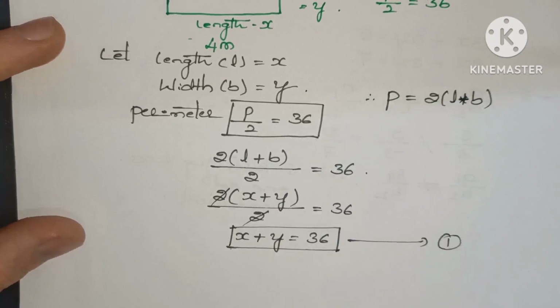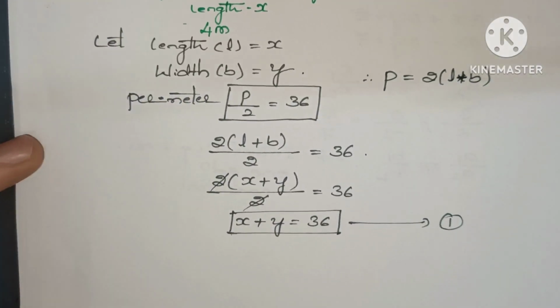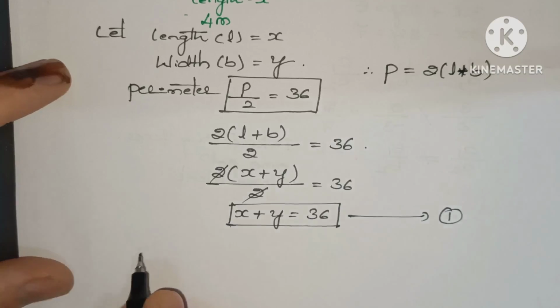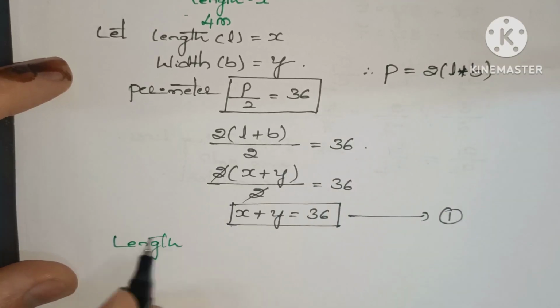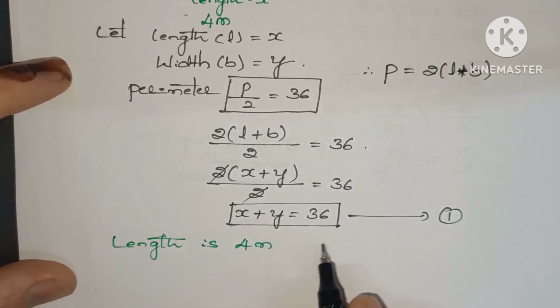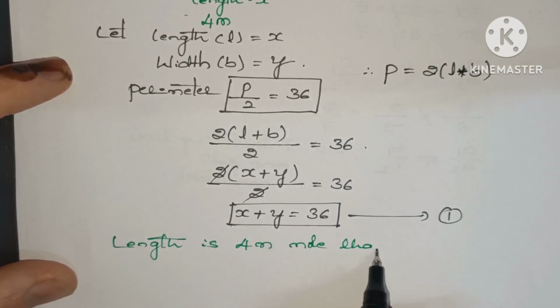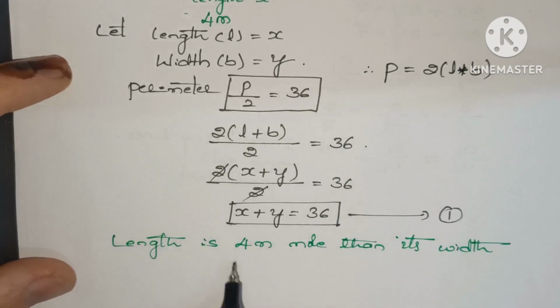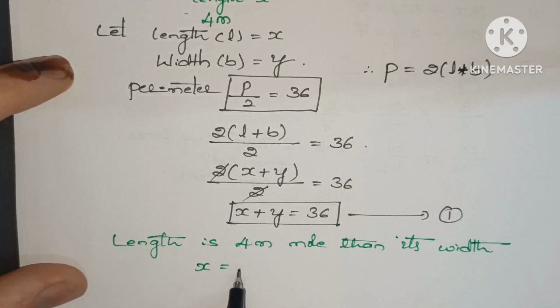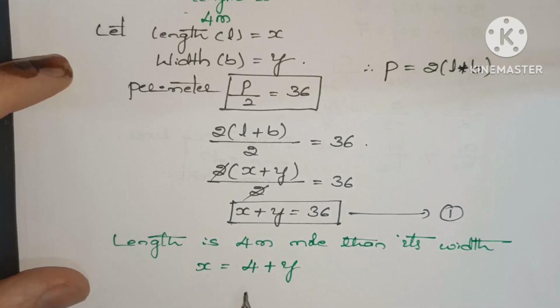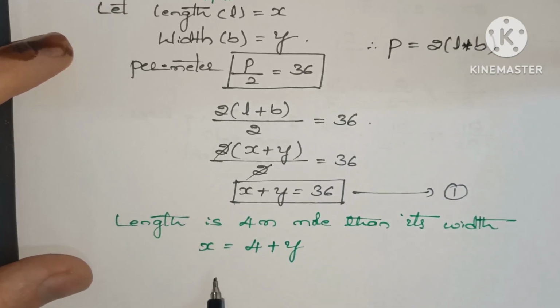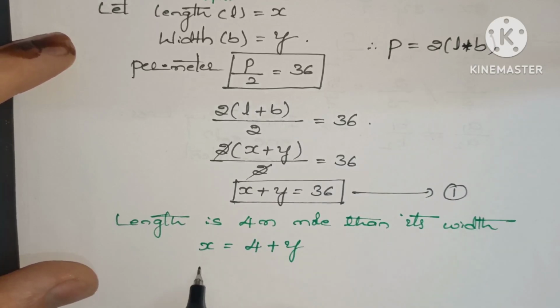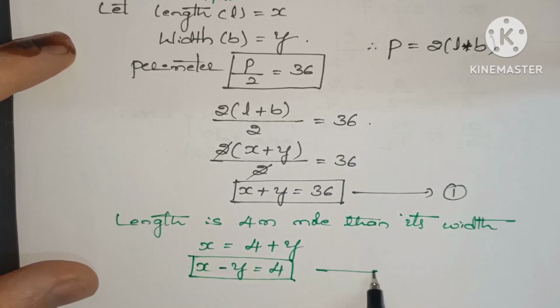We got one linear equation of the pair, isn't it? And now one more equation. For one more equation, in our question they have said the length is 4 meter more than its width. Now let's express this sentence as an equation. Length is x, so x is equal to 4 plus more than its width, that is y. x is equal to 4 plus y, isn't it? Now let's write this in linear form. x, this y we take to this side, minus y is equal to 4. Call it equation number 2.